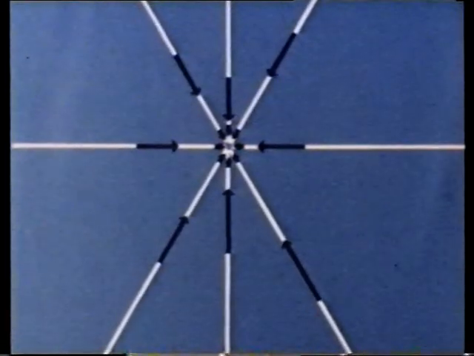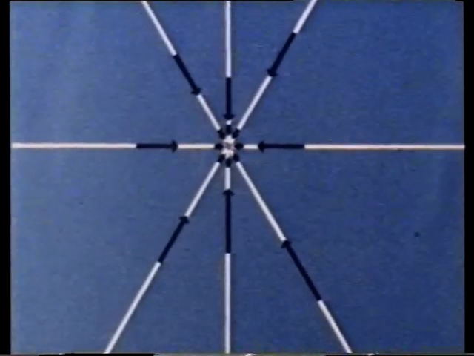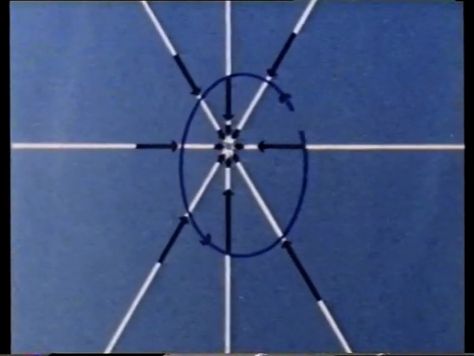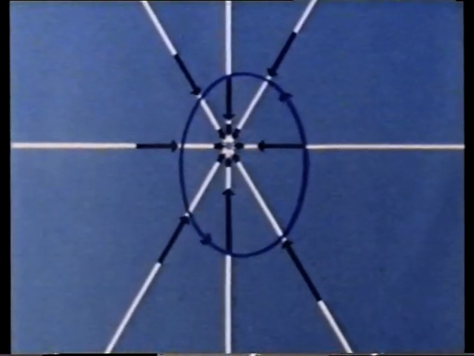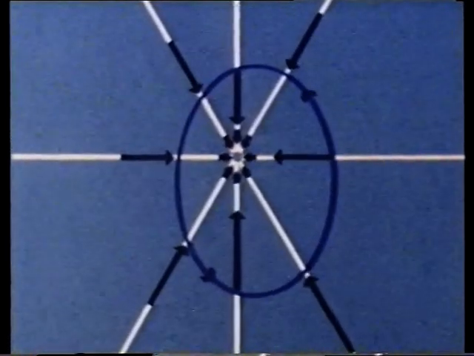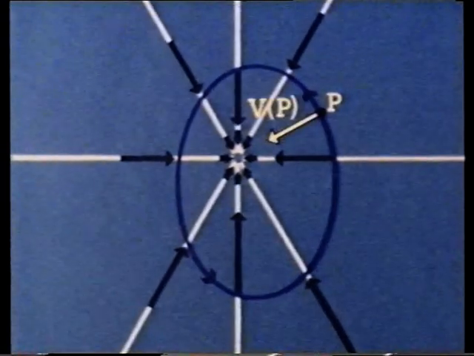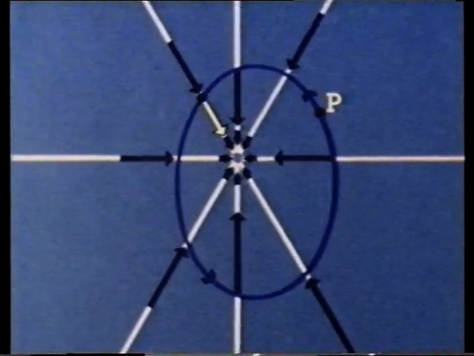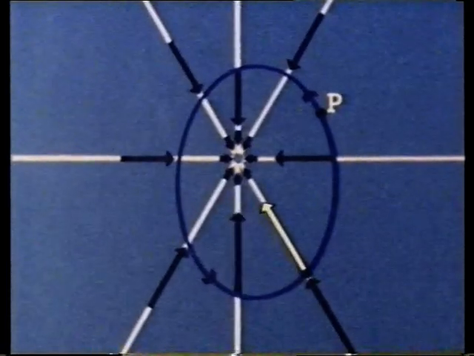Here's a flow with a sink in it. To define the index of the sink, we first draw a simple loop around it, traced once positively. It doesn't matter which loop you take, as long as it doesn't enclose any other rest points. Then we look at each point P of the loop and the vector V of P, and we go round the loop, measuring how much the direction of the vectors varies during one circuit.